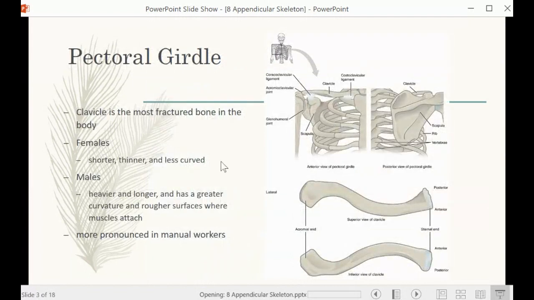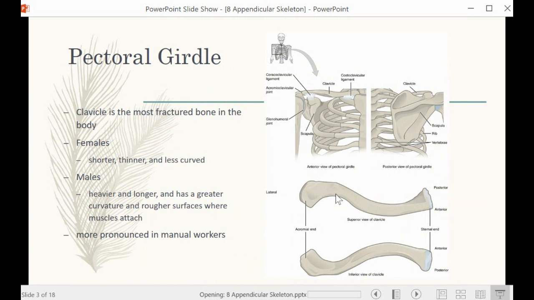So that pectoral girdle is going to be everything that sort of comes together to form your shoulder, right? So we have that clavicle, we have the scapula, and we have the glenohumeral joint right here. Okay. The clavicle that sits right here, you might have heard it called your collarbone, is the most fractured bone within the body. For females, it tends to be shorter, thinner, and less curved, and for males, it's longer and heavier, and it has a greater curvature.